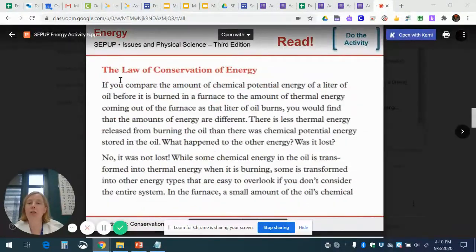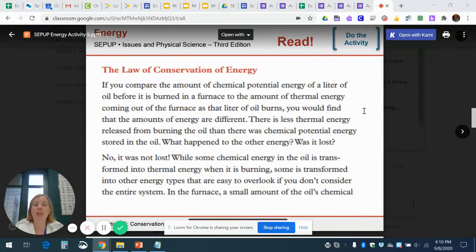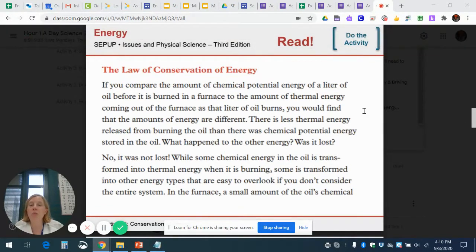The next section is called the law of conservation of energy. Again, you want to make sure you write down at least two facts. You can always write down more.